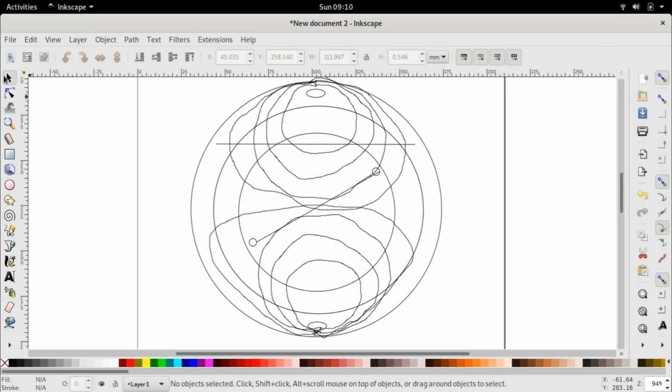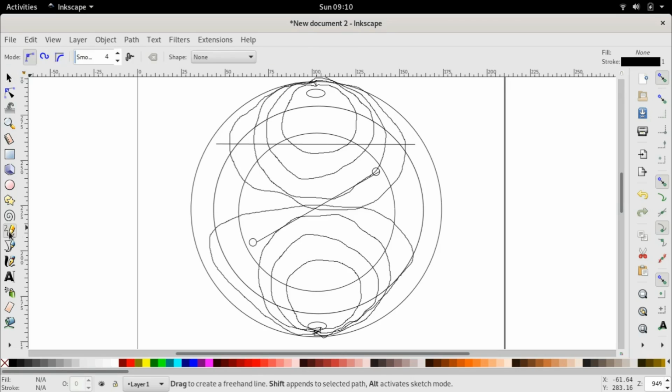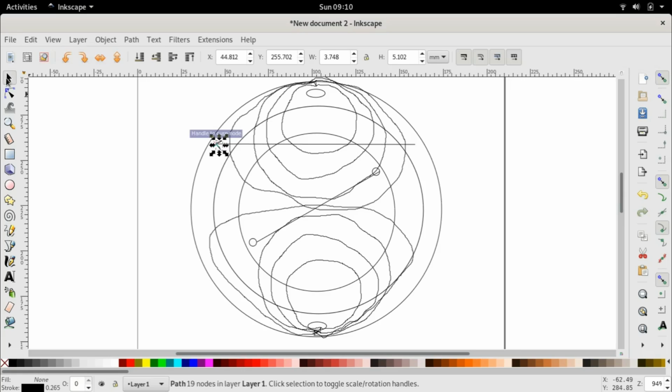So I'm not sure if I can add an arrow. I can't seem to find that entire function, so let me just draw it this way. Not the best, but it looks like an arrow, so it's okay. Yeah, it looks like an arrow, and I can do the same here as well.